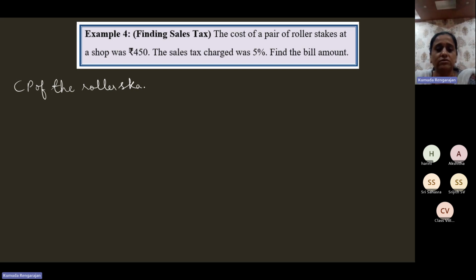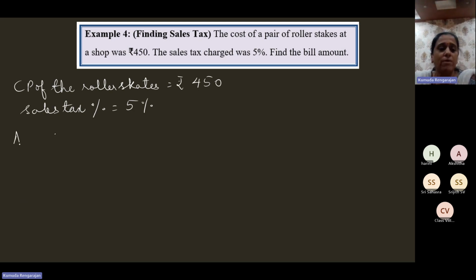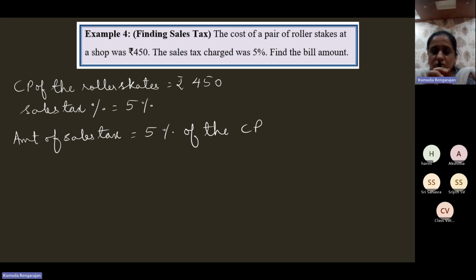CP of the roller skates is equal to rupees 450. Sales tax percent is equal to 5%. So the value of sales tax, or amount of sales tax: as a percentage it's 5%, how much is it in rupees? Amount of sales tax is equal to 5% of the CP. The percentage is always applied on the cost price or the marked price.